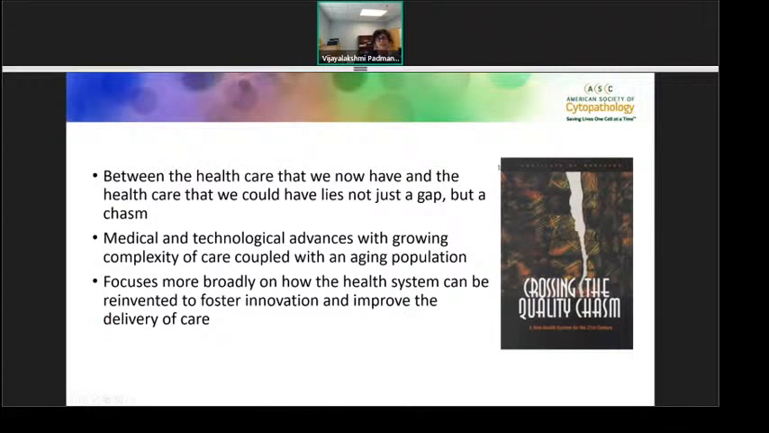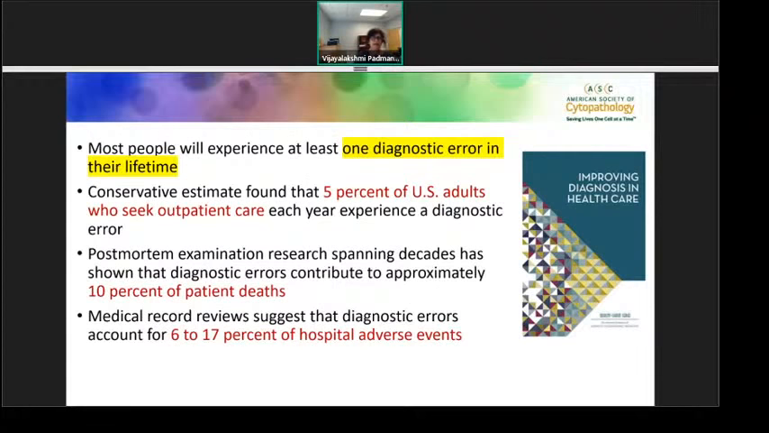So between the healthcare we now have and the healthcare we should have is not a gap, but a deep chasm. Now, Crossing the Quality Chasm focuses on how we can reinvent healthcare to foster innovation and improve delivery of care. The other big one that came out is Improving Diagnosis in Healthcare.